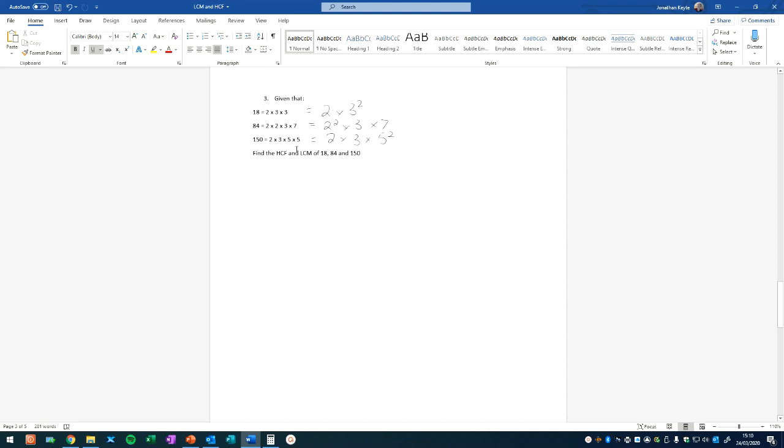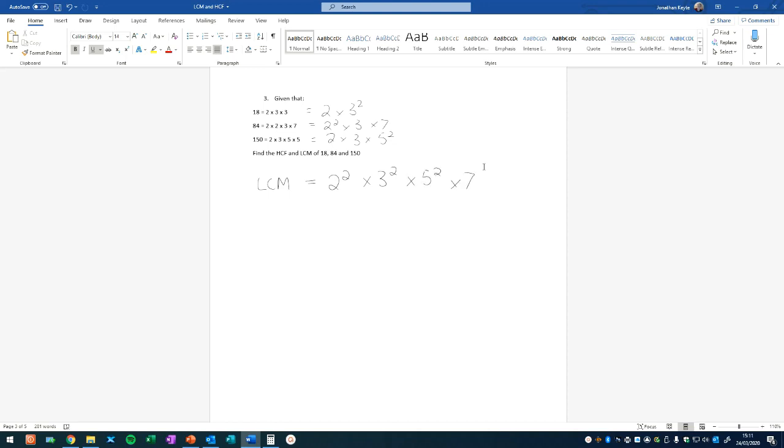And also this question is going to be a bit harder because you've got 3 numbers. Well, it won't be harder, but it'll be a bit more work. So let's start off by finding the LCM. So the LCM, lowest common multiple of all of them, we take all the numbers present in their highest powers. So the highest power of 2 is 2 squared, the highest power of 3 is 3 squared, and then we also have a 5 squared, and then we also have a 7.